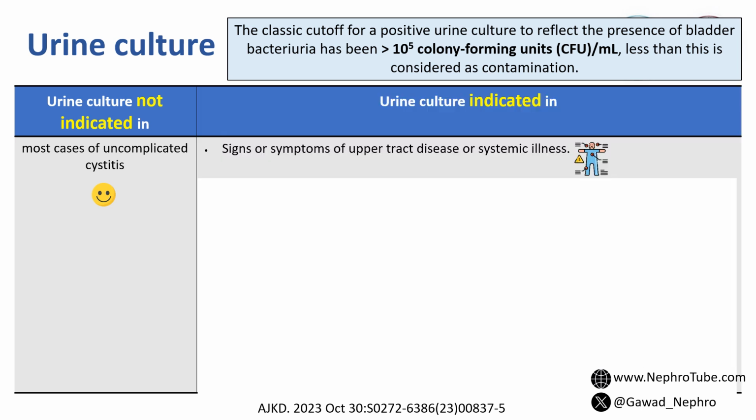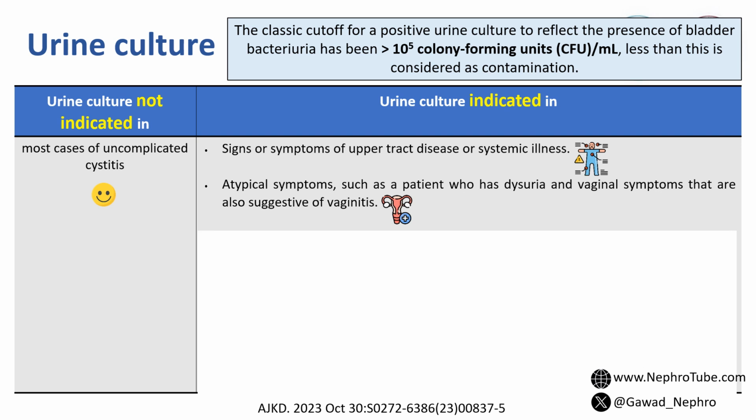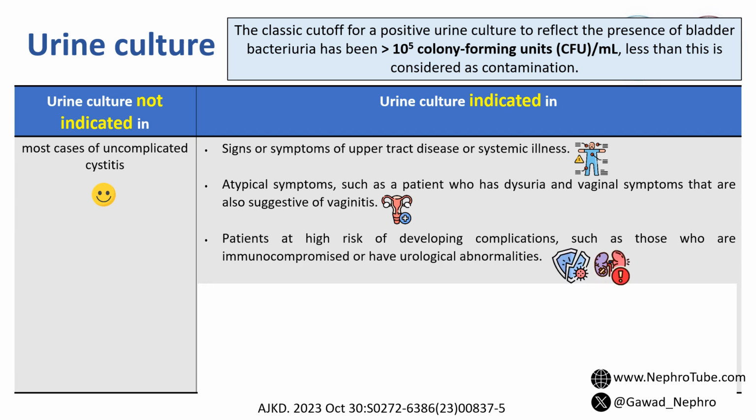But urine culture is indicated if any of the following is present. If the patient has signs or symptoms of upper tract disease or systemic illness, I mean here pyelonephritis, or if the patient has fever, tachycardia, hypotension. The second indication to do urine culture is if the patient has atypical symptoms, such as dysuria and at the same time vaginal symptoms that are suggestive of vaginitis, so there is a combined etiology here. The third point, if the patient is at high risk of developing complications, as in cases who are immunocompromised or have urological abnormalities, that is what we defined at the beginning of the lecture as complicated urinary tract infection.